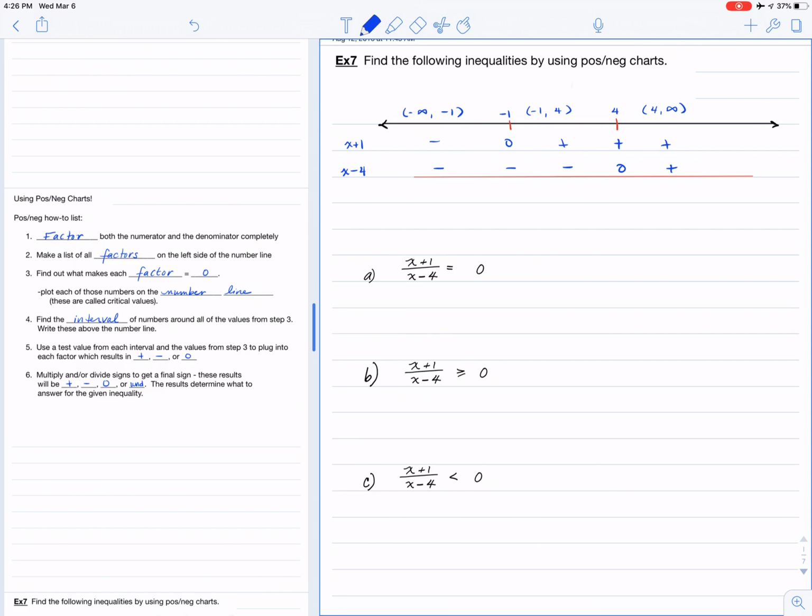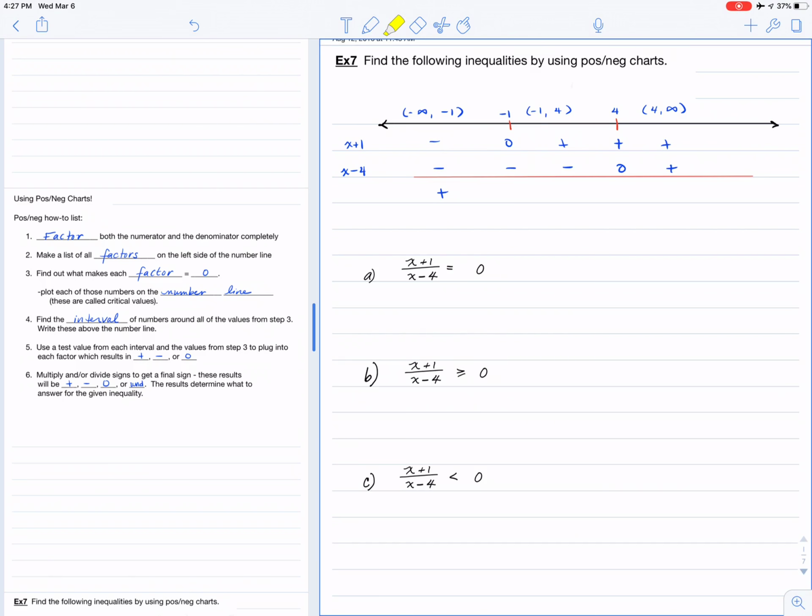Step number 6 said we should multiply and or divide our signs to get a final sign. Here's what that means. Use your fraction. Use your original rational equation. And since mine is dividing the x plus 1 by the x minus 4, then I'm going to be dividing my signs. And so that's what I'm going to do. The first pair of signs that I'm going to take are these right here. So a negative divided by a negative is going to give me a positive.